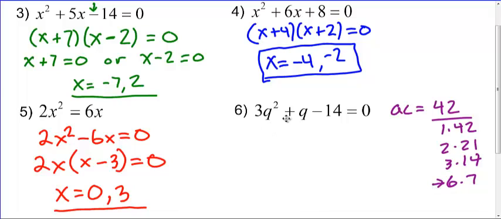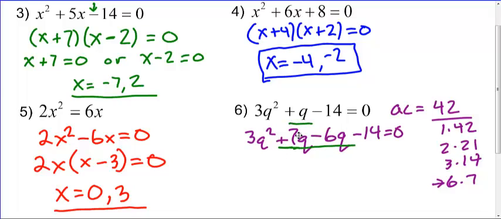So what I'm going to do is rewrite positive q as 3q squared plus 7q minus 6q minus 14 equals 0. Now remember, when we use that AC method, these two middle terms right here have to be exactly the same. So 7q minus 6q is 1q. So it matches. We're on track. All right, group factoring time. I'm going to go ahead and put that negative sign inside the parentheses, but I have to remember it's really adding now in between.